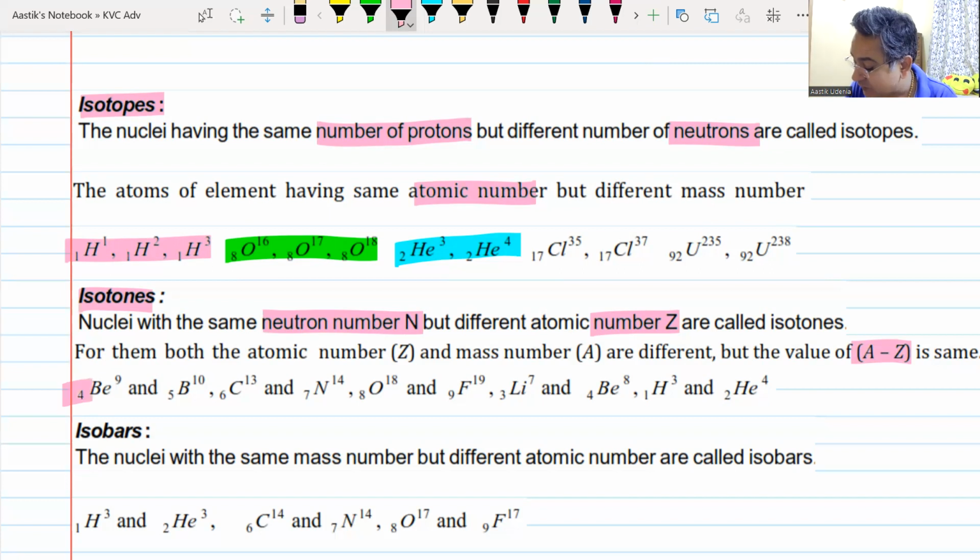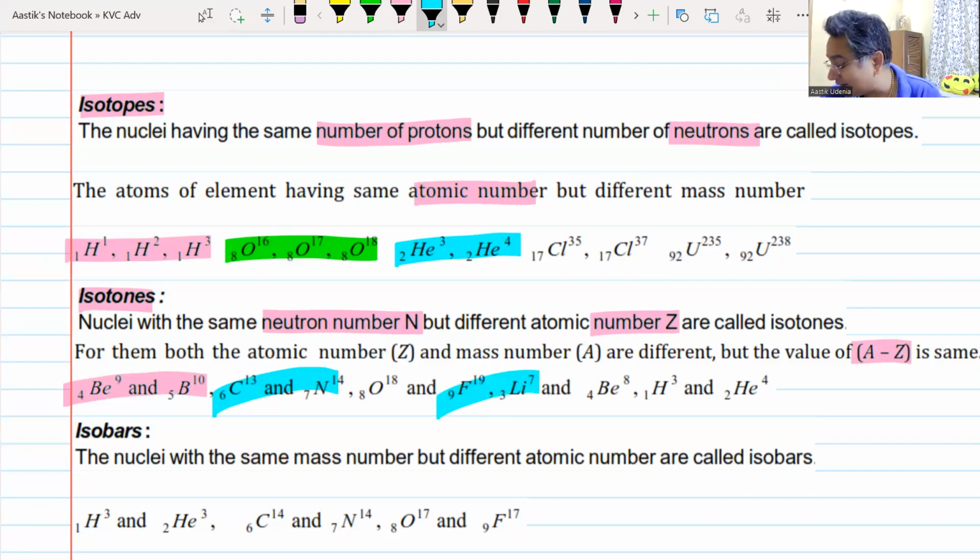Do we see this? One is beryllium, the other one is boron. Please listen to me. One is carbon, the other one is nitrogen. Different elements. One is oxygen, the other one is fluorine. Do we see this? Same number of neutrons. We understand this? Yes, sir.